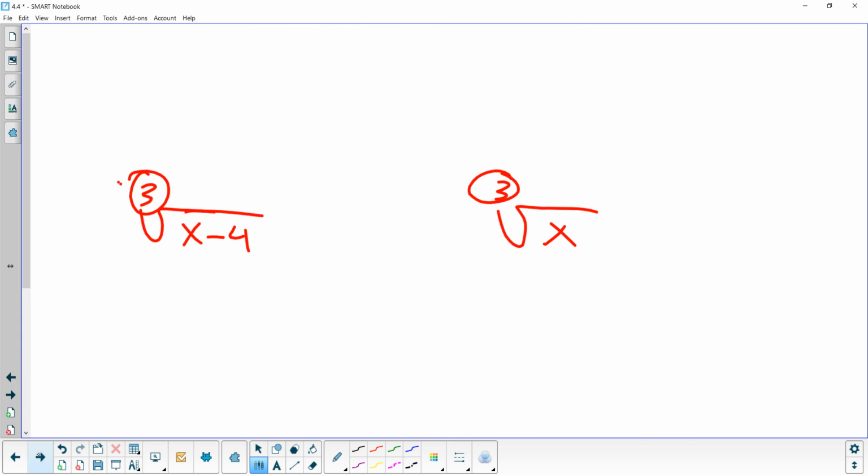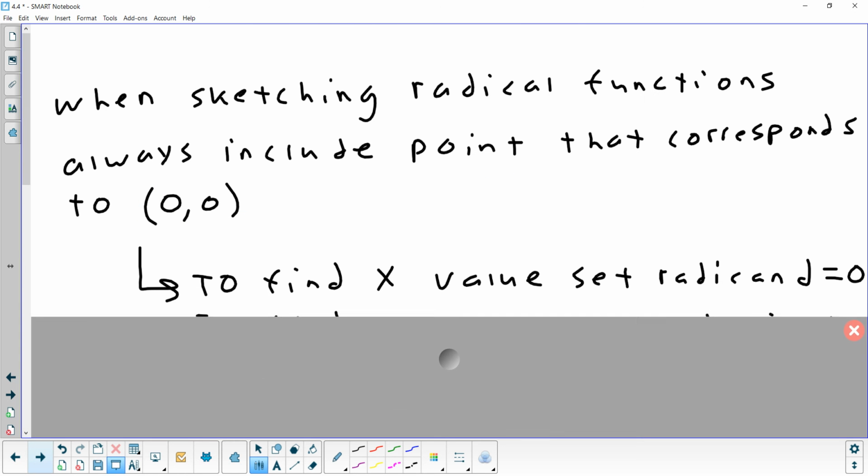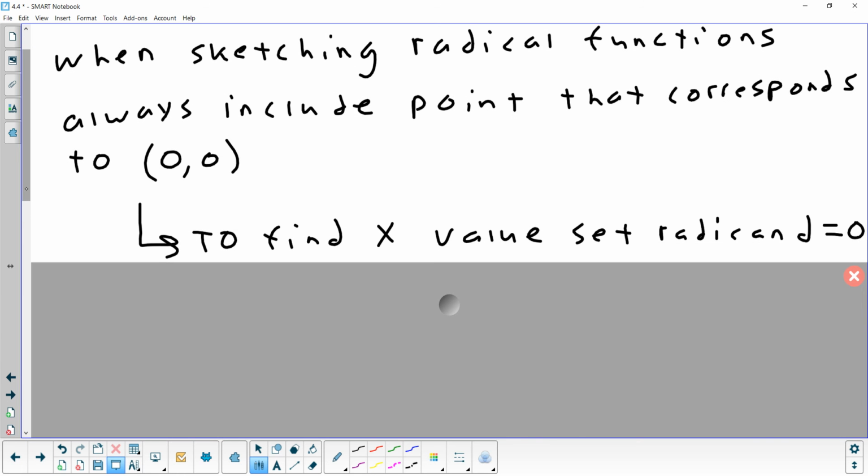All right. So when we're sketching radical functions, one thing we always want to do is sketch the point that corresponds to 0, 0. And the way I refer to this point is it's either a starting point or a center point. For an even root, 0, 0 is a starting point. It starts here, and it goes in one direction. Since even roots only go in one direction, I consider that the starting point.